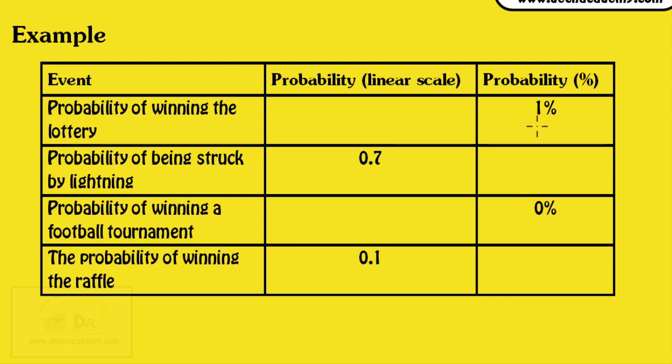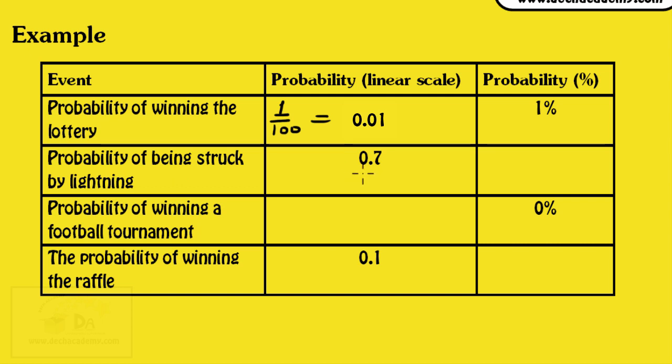We're given that the probability of winning the lottery is 1%. In the linear scale, to determine the result, all one has to do is drop the percentage symbol and divide by 100. So I'm dropping the percentage symbol and dividing by 100, and that gives 0.01. So a probability of 1% is equivalent to a probability of 0.01.